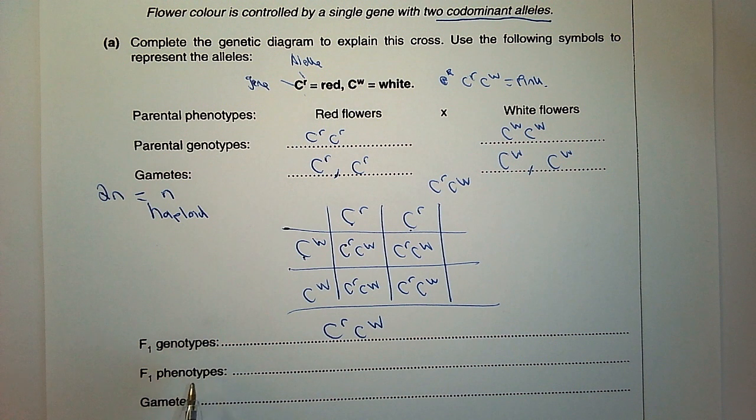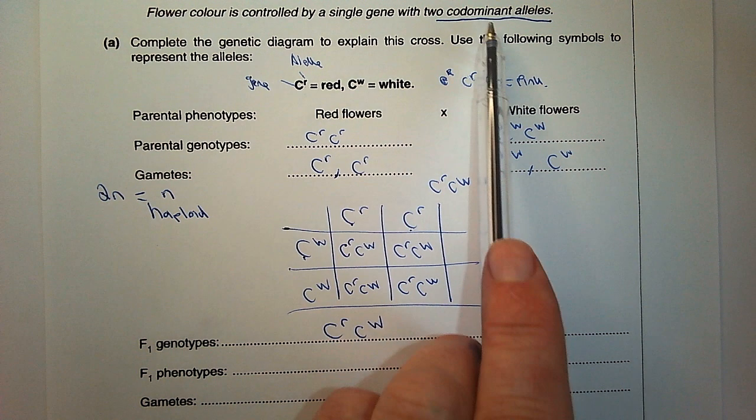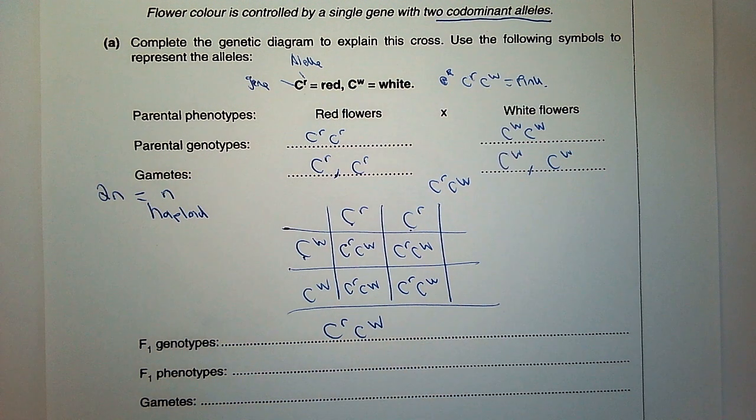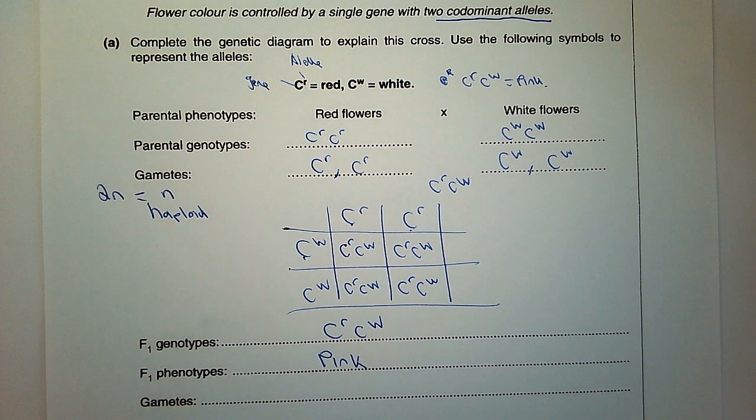The phenotype is what characteristic will be displayed. Well, each flower has got a red allele and a white allele. We're told that they're co-dominant, so when it's co-dominant, both will be displayed. So all the flowers in the F1 generation, the phenotype will be pink.